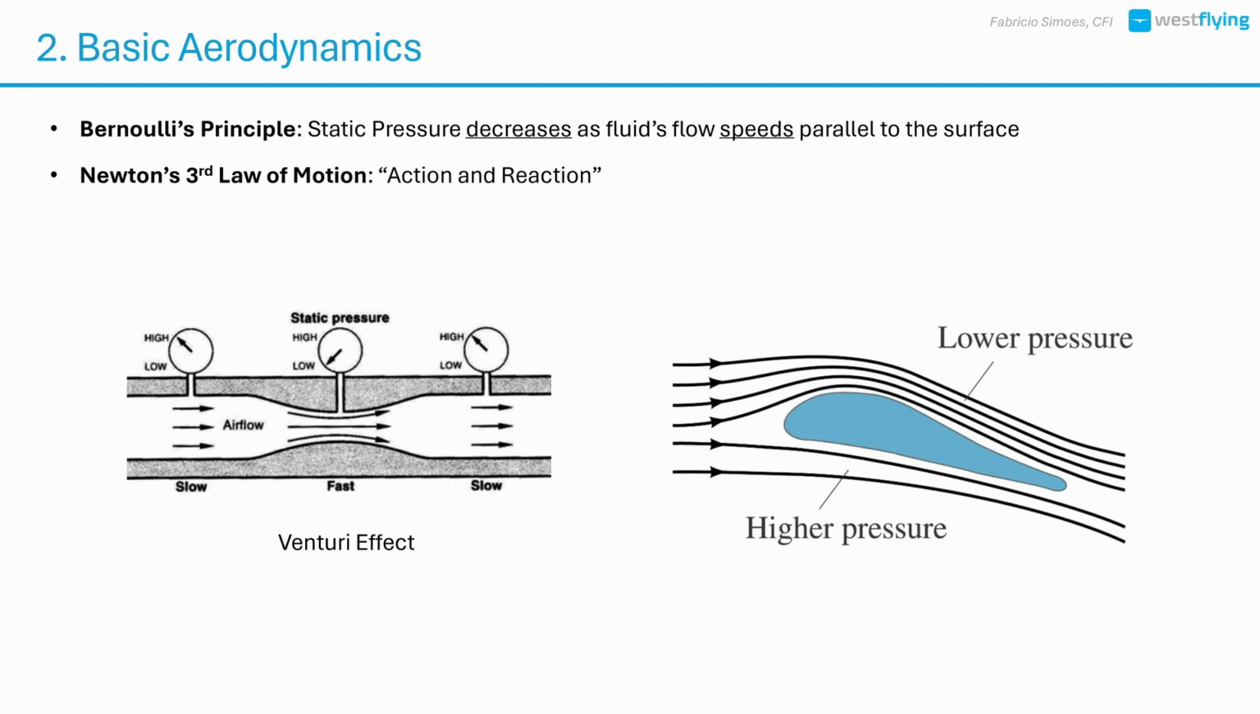The second principle is Newton's third law. For every action, there's an equal and opposite reaction. As the wing deflects air downward, the equal and opposite reaction is an upward force on the wing. This means that as the wing pushes air down, the reaction force pushes the wing up. These ideas are foundational for understanding not just wings and lift, but also propellers, carburetors, and even instrument systems in some aircraft.